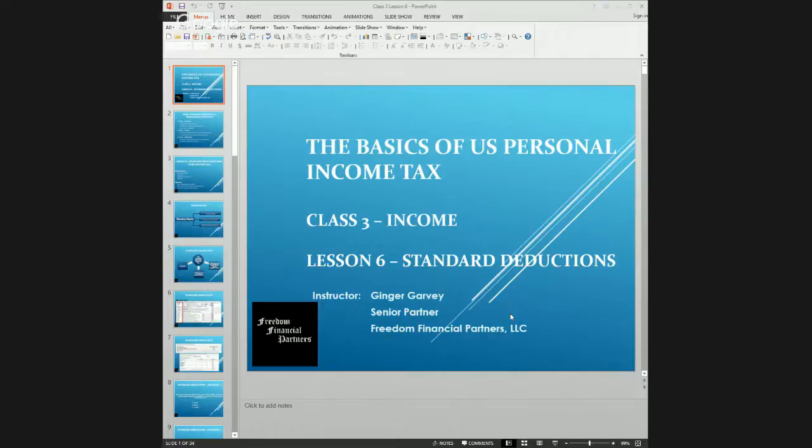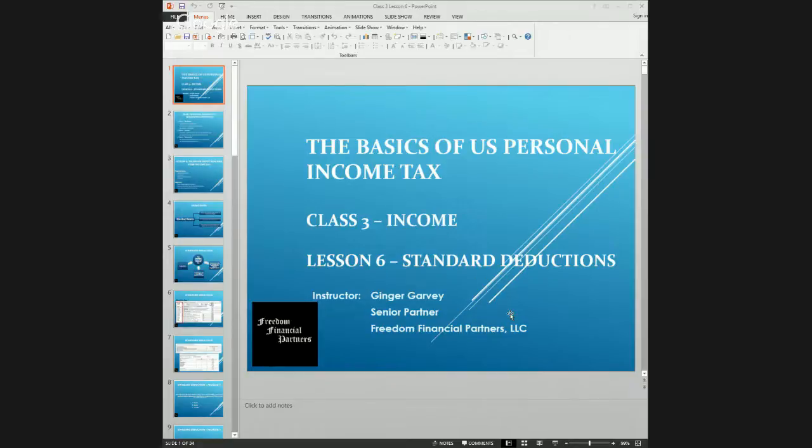You are not eligible to take the standard deduction if you are married and filing a separate return and your spouse itemizes deductions. You're also not eligible to take the standard deduction if you are a non-resident or a dual status alien during the year.